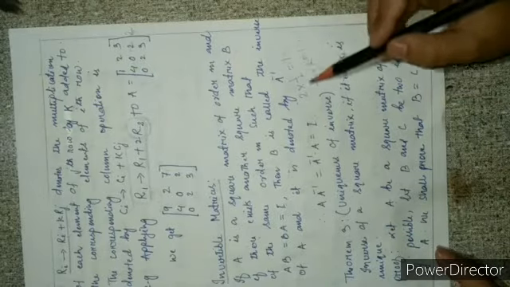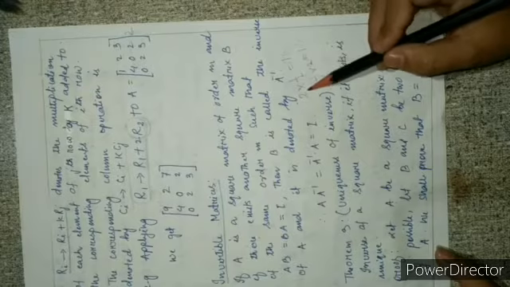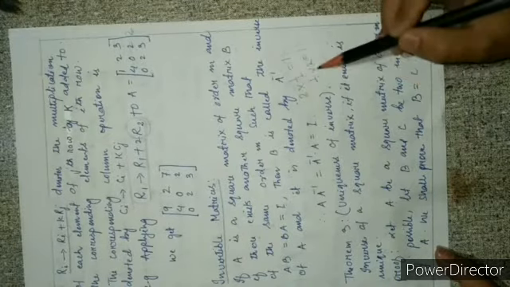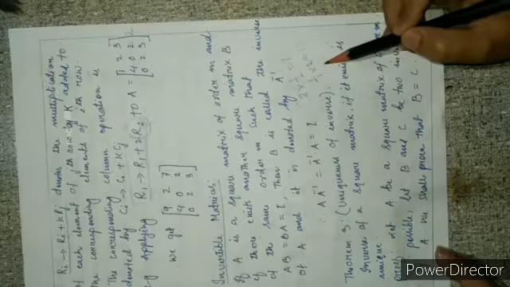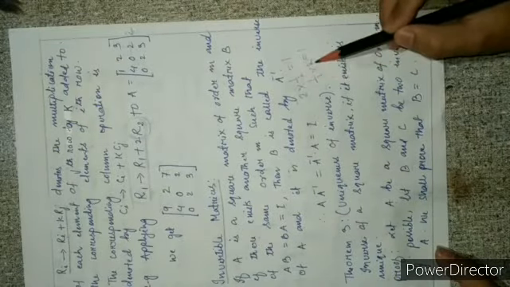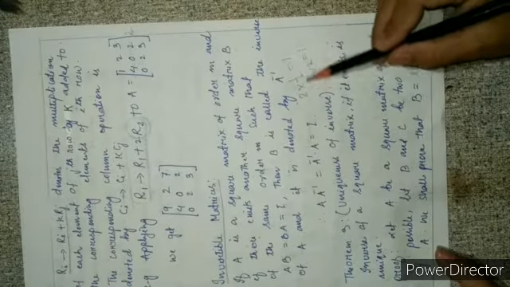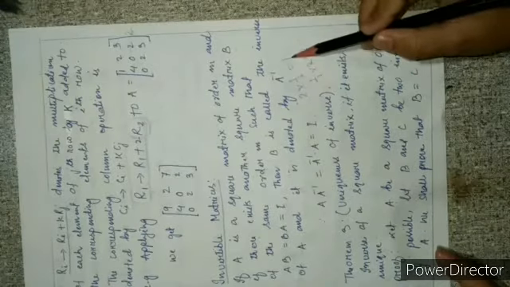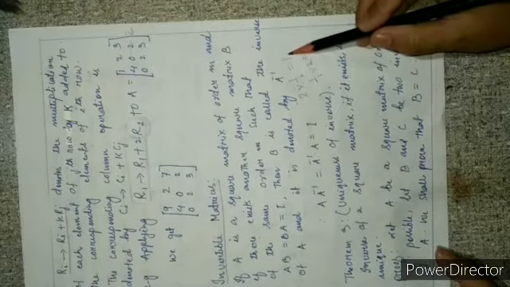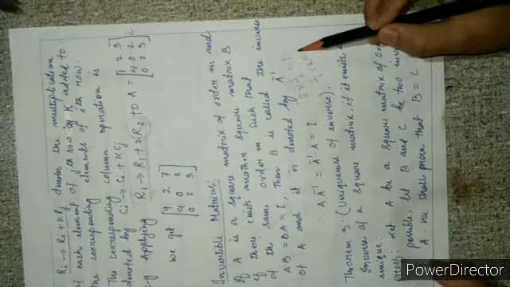1 by 2 is the inverse of 2, and 2 is the inverse of 1 by 2, because the product of these numbers is equal to 1, since 1 is the identity element in multiplication.